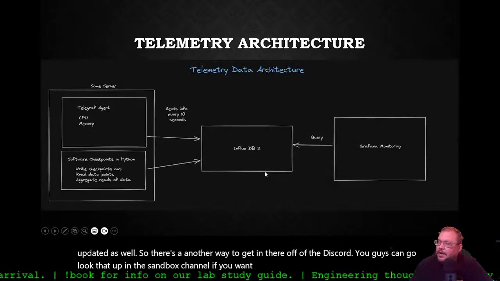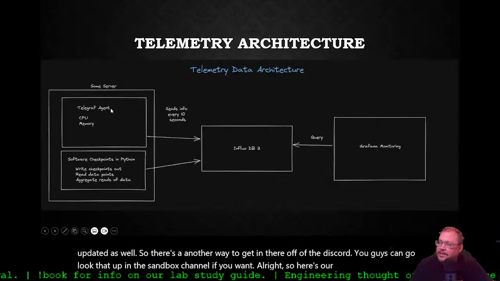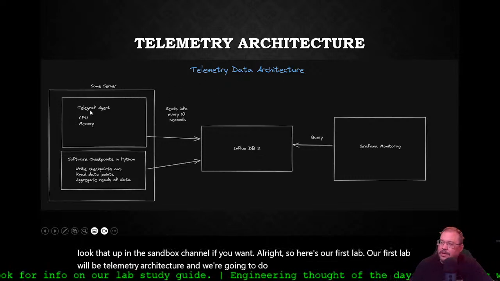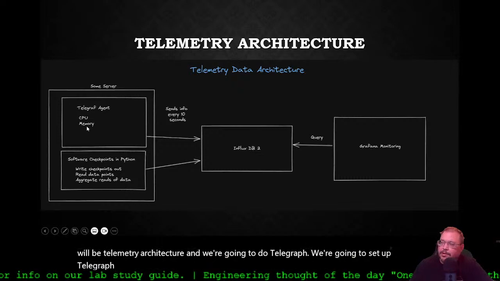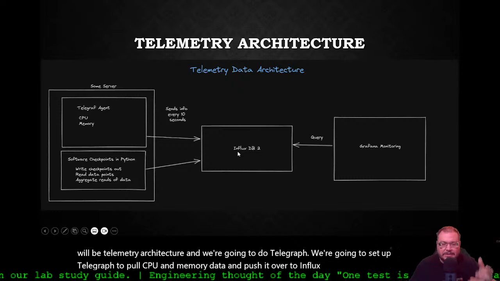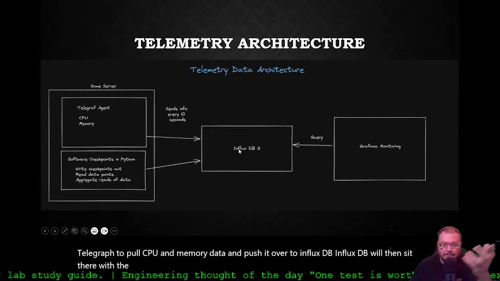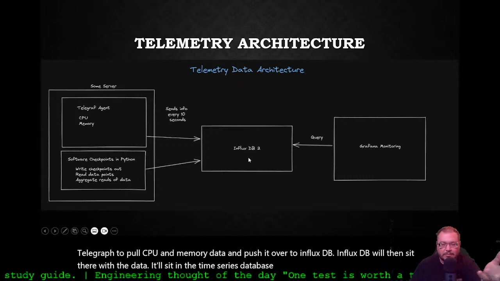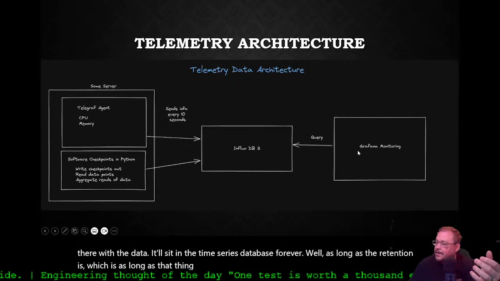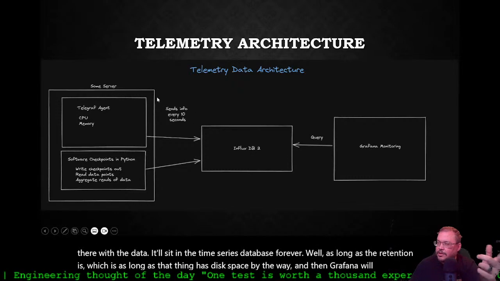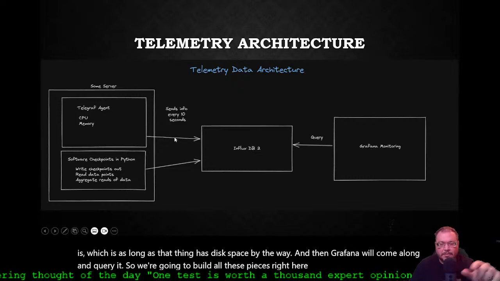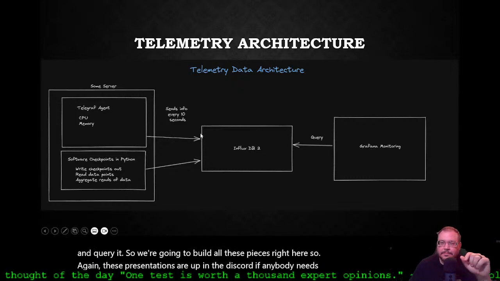All right, so here's our first lab. Our first lab will be telemetry architecture, and we're going to do Telegraf. We're going to set up Telegraf to pull CPU and memory data and push it over to InfluxDB. InfluxDB will then sit there with the data. It'll sit in the time series database forever, well, as long as the retention is, which is as long as that thing has disk space, by the way. And then Grafana will come along and query it. So we're going to build all these pieces right here. So, again, these presentations are up in the Discord if anybody needs them.